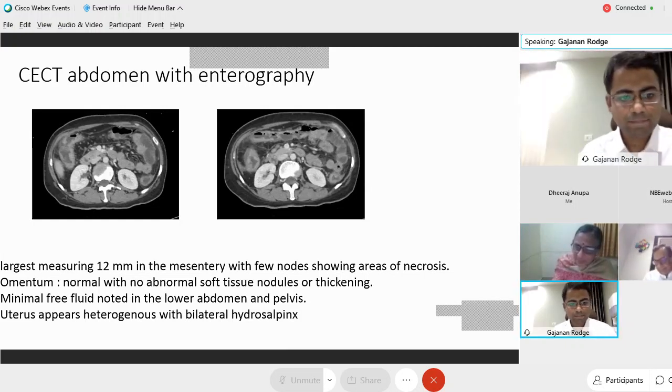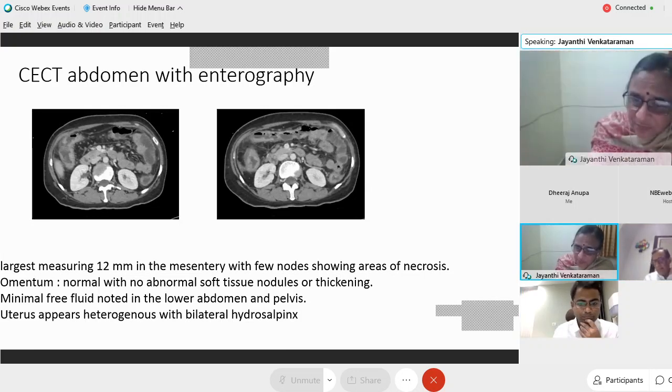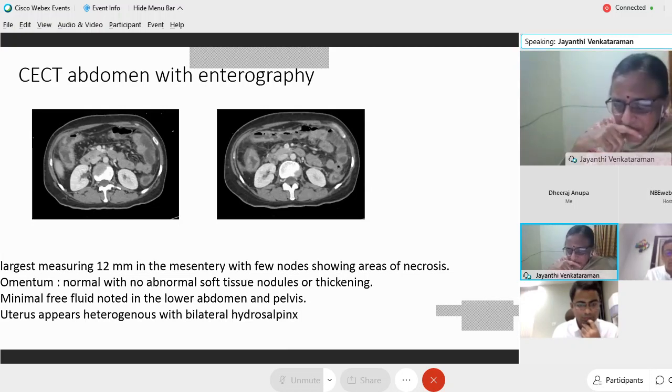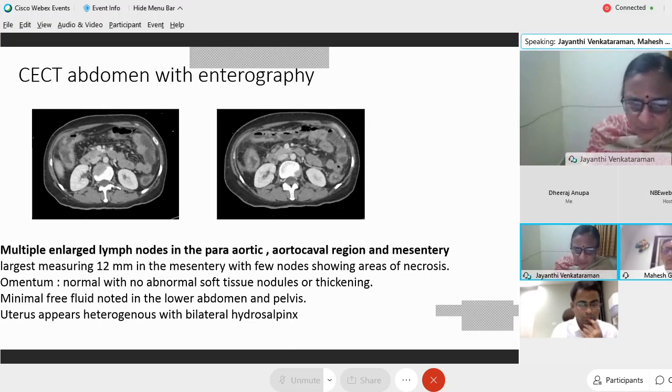In fact, in this particular patient, this was the one finding which gave us the final clue that we're dealing with tuberculosis. Until then, the pathologist kept saying it could be this, and the endoscopist was saying it was this. So then he said, okay, let's go ahead with this. What else would you do? Multiple enlarged lymph nodes in the paraaortic, iliac region and mesentery, with central areas of necrosis. Anything else you would like to do to confirm the diagnosis?